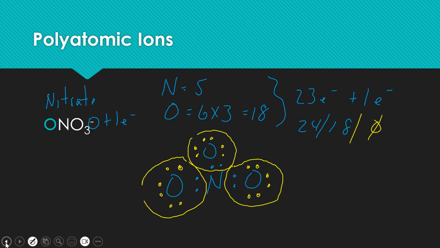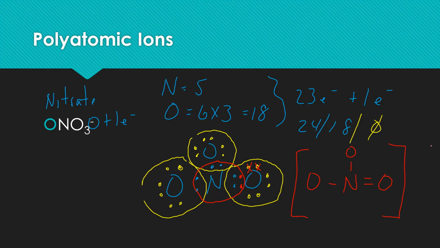So what we're going to do is take 2 electrons, and it doesn't matter from which oxygen, you just have to take it from the oxygen and move them into the middle. Notice I didn't take those 2 red ones out of the yellow circle over here. I just moved them between the nitrogen and the oxygen. So that now I have a full set of 8 around nitrogen. So nitrate, being that it has a -1 charge, is oxygen, single bond nitrogen, single bond oxygen, double bond oxygen, with a total of a -1 charge.